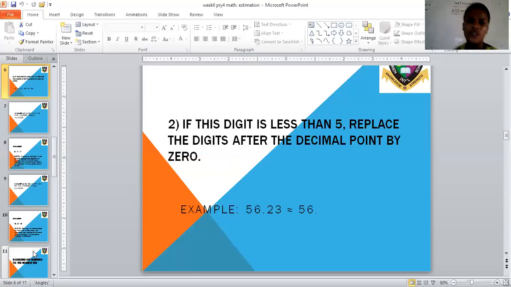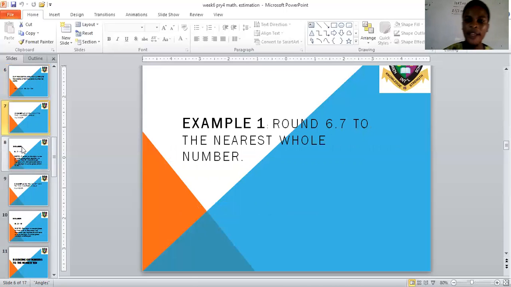Now, let's look at some examples for us to have a better understanding of what we're talking about. The first example says: round 6.7 to the nearest whole number. How do we solve this?